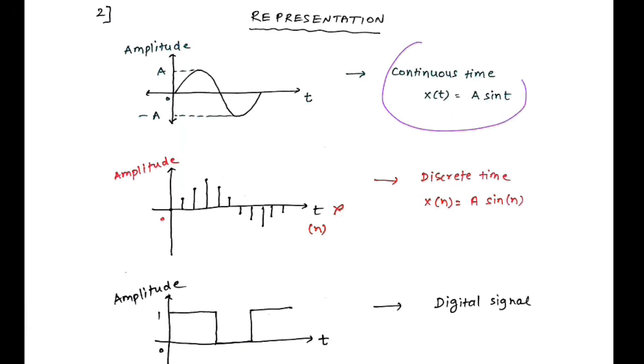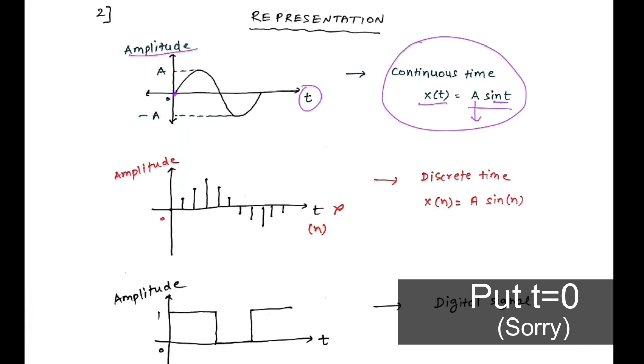First was the continuous time signal. Let's say our example is x of t equals A sin t. Here A is the amplitude, and basically omega is 1, so sin omega t is the function and we are putting omega as 1, so we are getting sin t. Now we have to plot this. On the x-axis we have the time, on the y-axis we have the amplitude. Okay, let's plot. Let's say the angle is 0, then I will get sin 0.